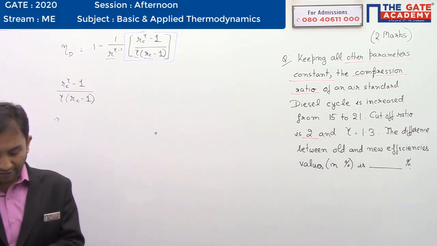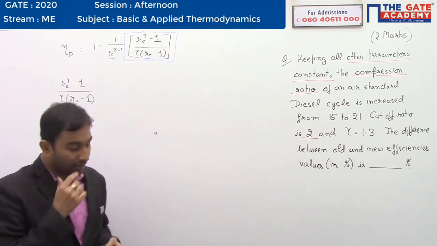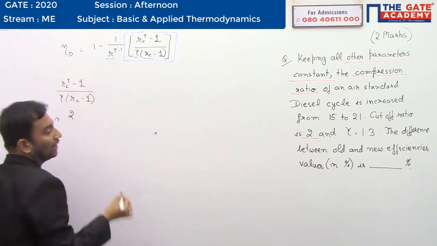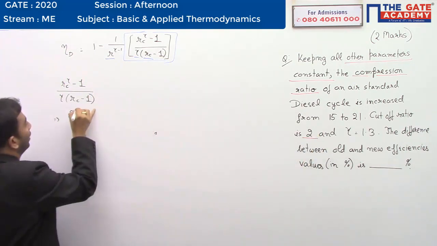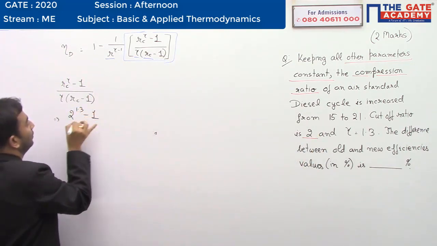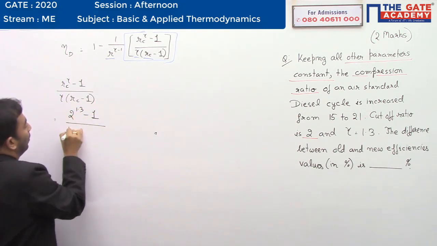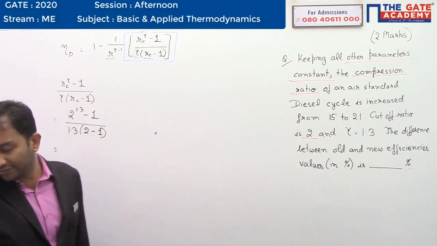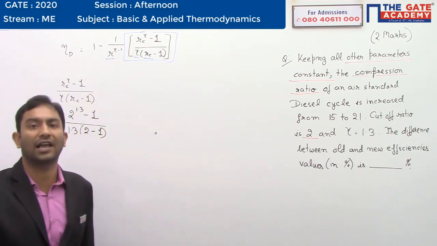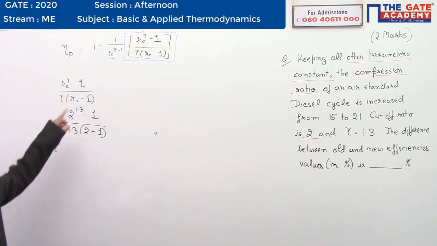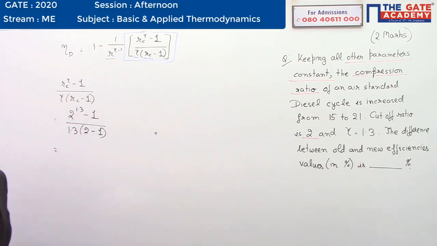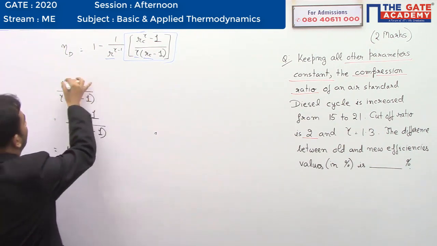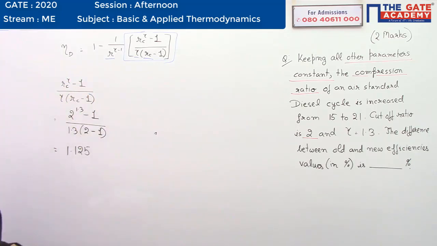Very good. So once I have the RC, I'll put the value of this RC as 2 and the value of gamma is given as 1.3. So 1.3 minus 1 divided by 1.3 times 2 minus 1. Very good. If I solve this, I'll get the value. This term is equal to 1.125. This term has got the value of 1.125.